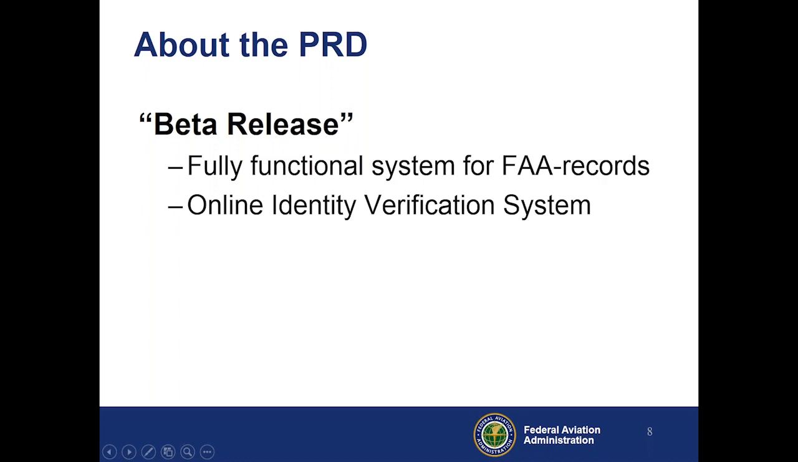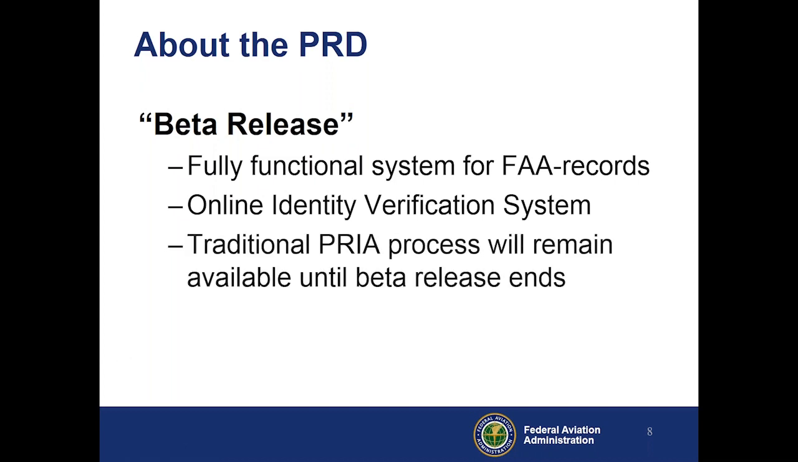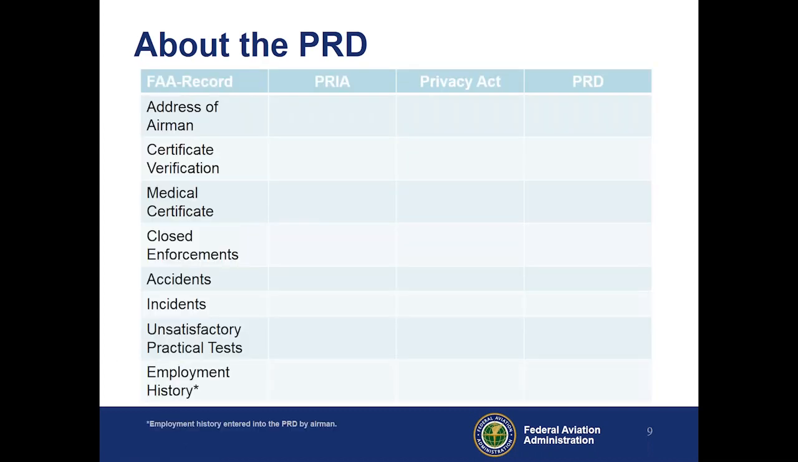So that's the whole reason it's called a beta release: not everyone that wants access to PRD is guaranteed to be able to get in there. For those that can't use the PRD system because of the identity verification, we still have the traditional PRIA process, and that'll remain available until we can resolve our concerns with the identity verification.